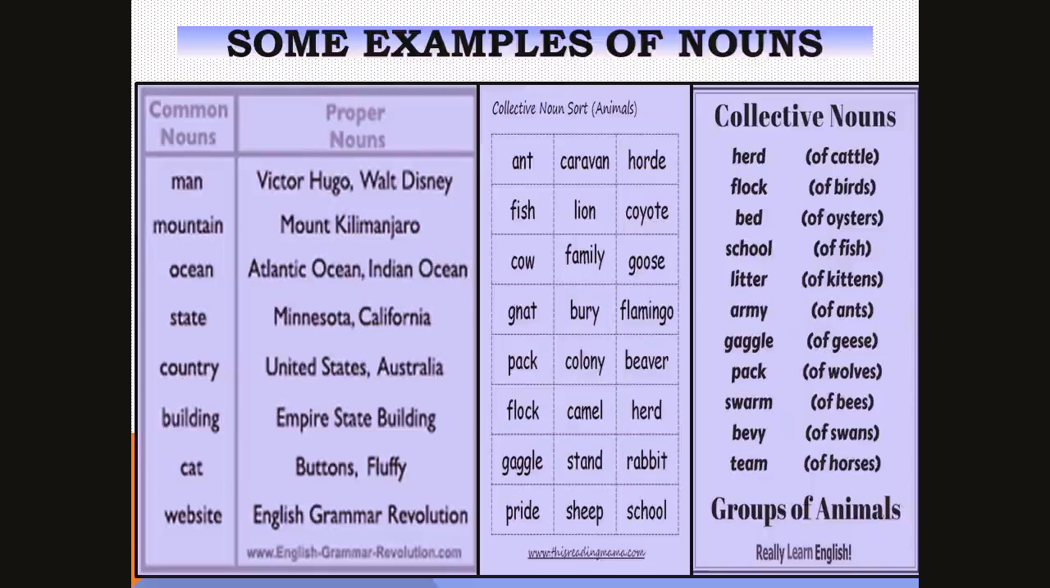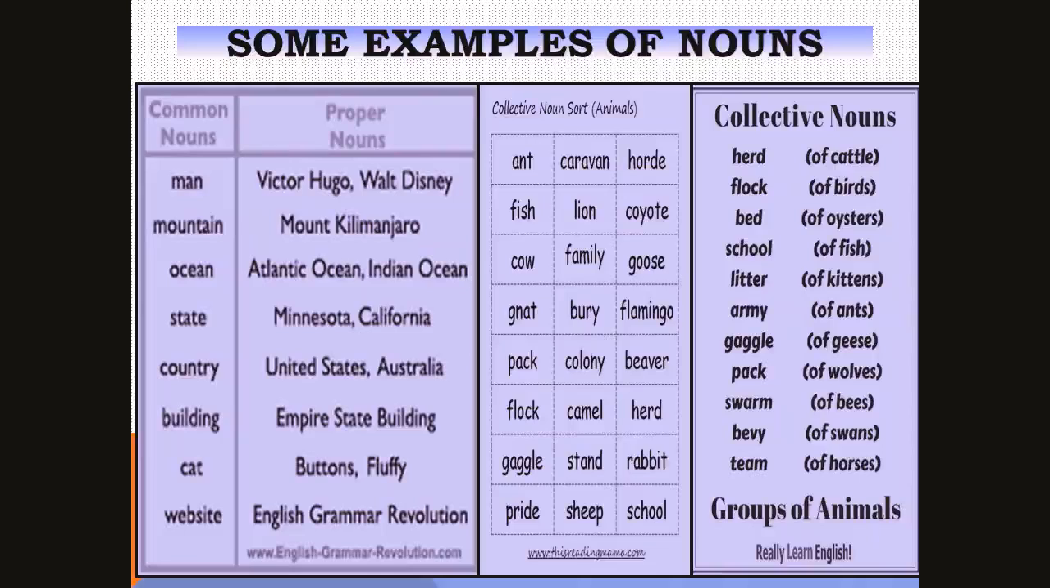Then some sort of collective nouns for animals, collective nouns. Now, to represent some collective nouns, sometimes we use some specific words, like some of this explanation whenever we are giving some collective nouns. Like there are lots of cattle. Then that time we should use the herd of cattle.